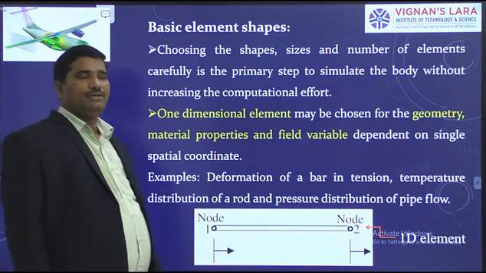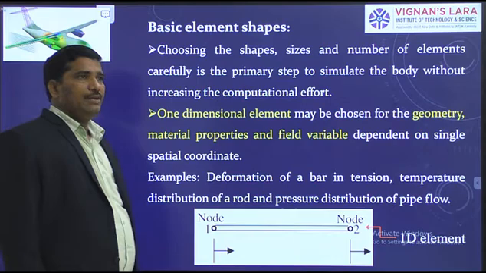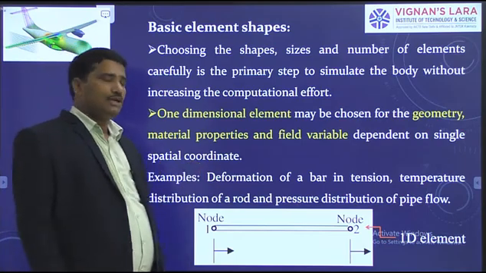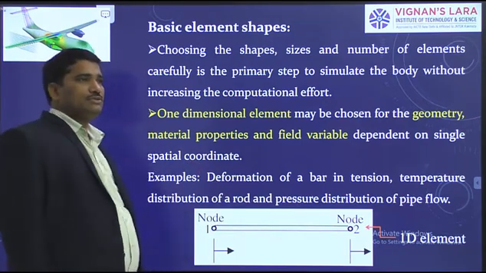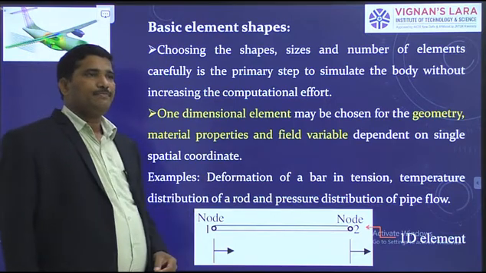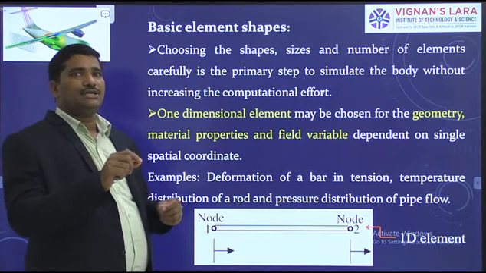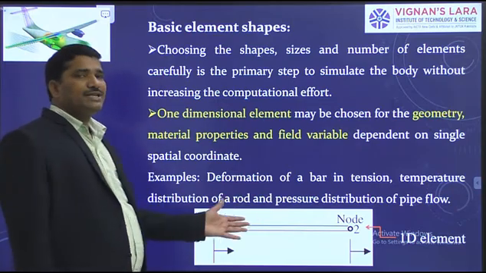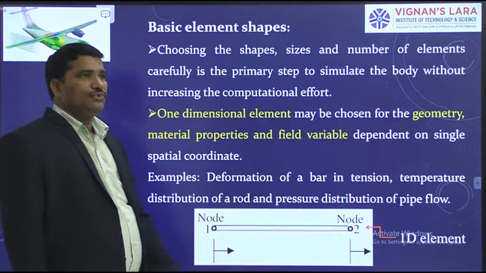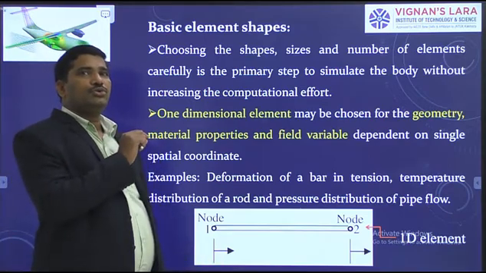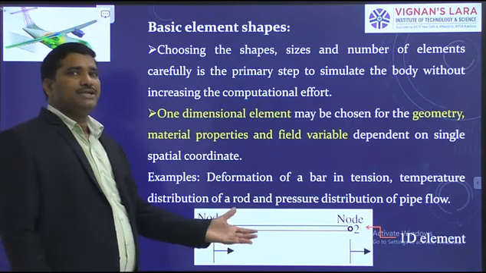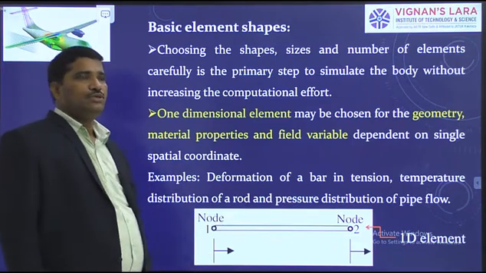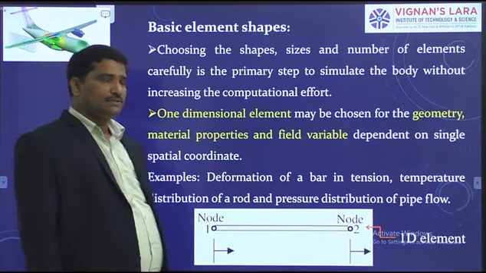This type of element we can use to model a bar loaded in tension, loaded in compression. This type of element we can also use for a problem involving temperature distribution in a rod of circular cross section. And this type of element we can also choose for a fluid flowing through a pipe. So these are the examples where we consider a one-dimensional element to idealize the domain. Right? Next one.